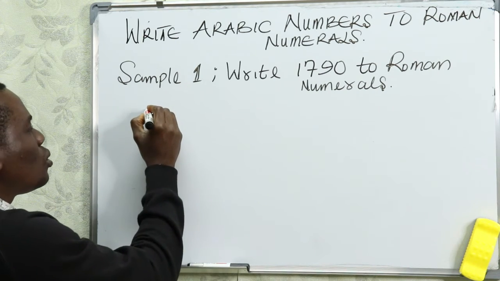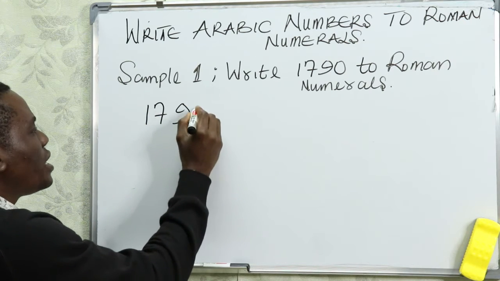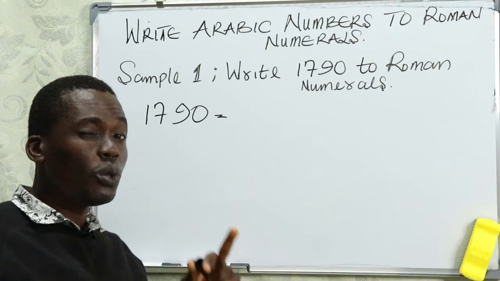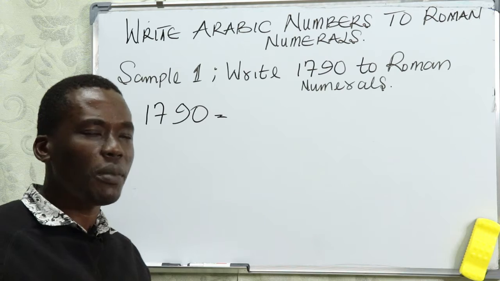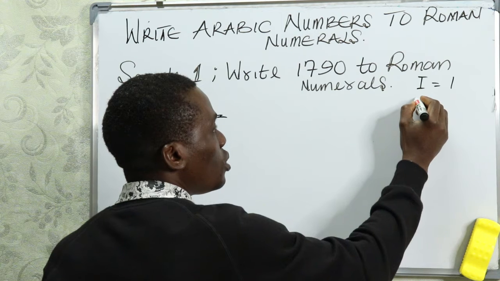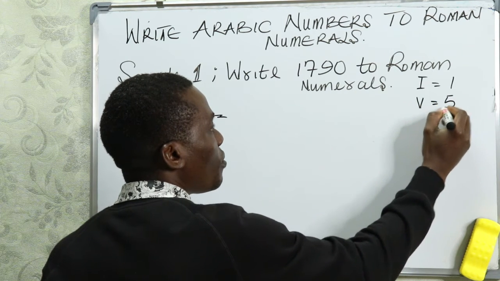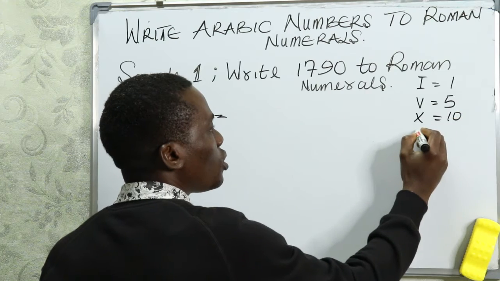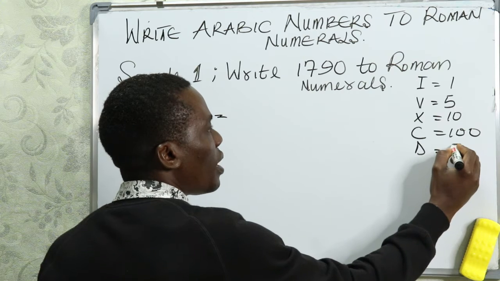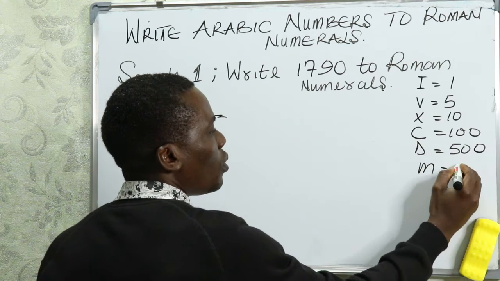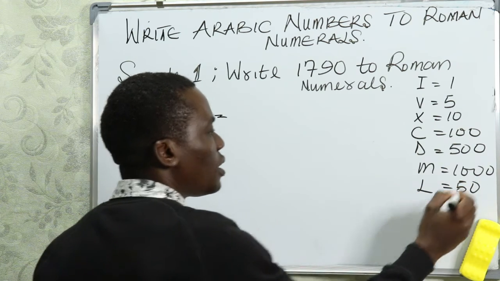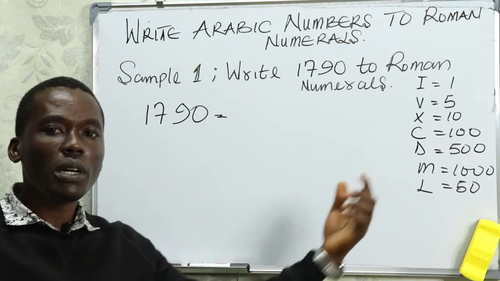The first thing you need to do when solving this is to expand this number. When we expand it, we break it into those Roman numerals we told you about. Do you still remember them? Good. I is 1. V is 5. X is 10. C is 100. D is 500. M is 1000. We've left 50: our L is equal to 50. So these are the 7 key Roman numerals you need to know.